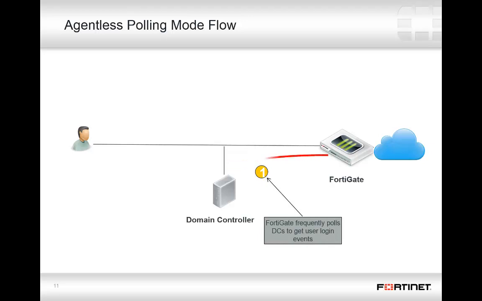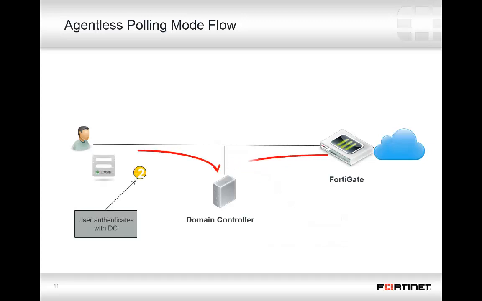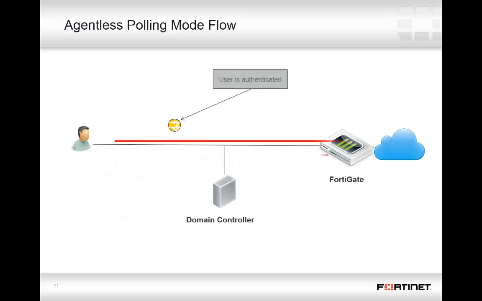Here we can see FortiGate polling the DC. There is no collector agent nor any DC agent. After the user logs in, FortiGate will discover that authentication during its next poll. Again, when the user sends traffic, FortiGate already knows whose traffic that is.